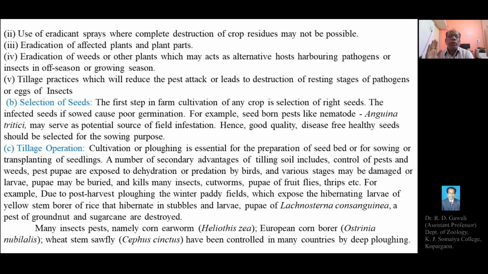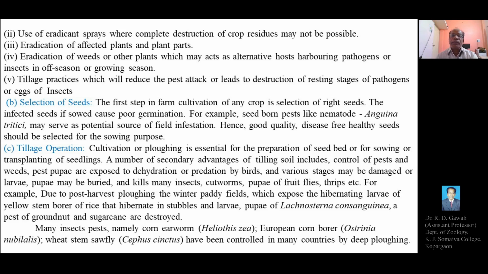So the selection of right seeds is the first essential practice to avoid the source of infection or infestation of the crops in the form of seed-borne stages of the different types of pest like this nematode Anguina tritici. So good quality and disease-free healthy seeds should be selected for the sowing or plantation purpose.